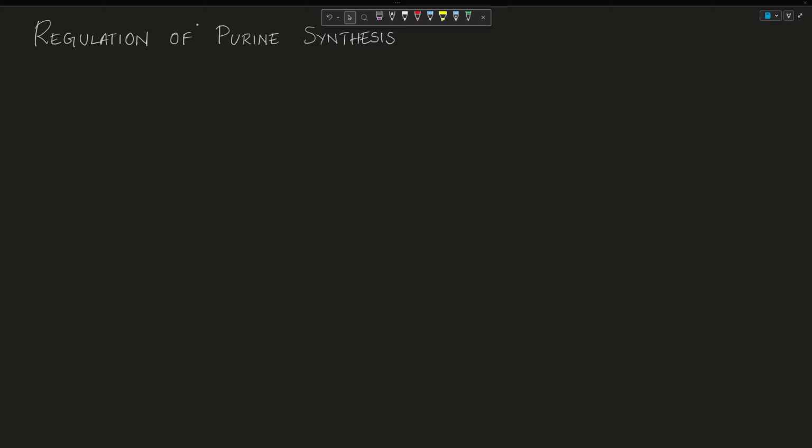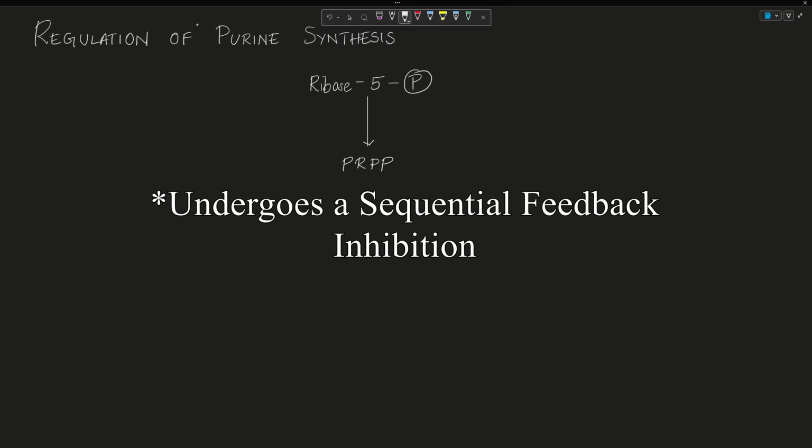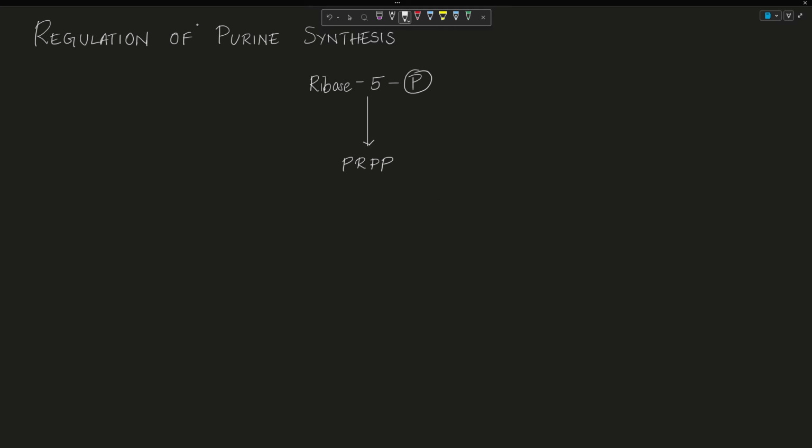So the first step that we need is ribose 5-phosphate, or alpha-D-ribose 5-phosphate, is converted to PRPP. I'm going to write down the steps first and then tell you what's inhibiting them. So basically this pathway undergoes a feedback regulation system. PRPP is further converted to 5-phosphoribosylamine. This is the irreversible step, or the committed step, in this reaction.